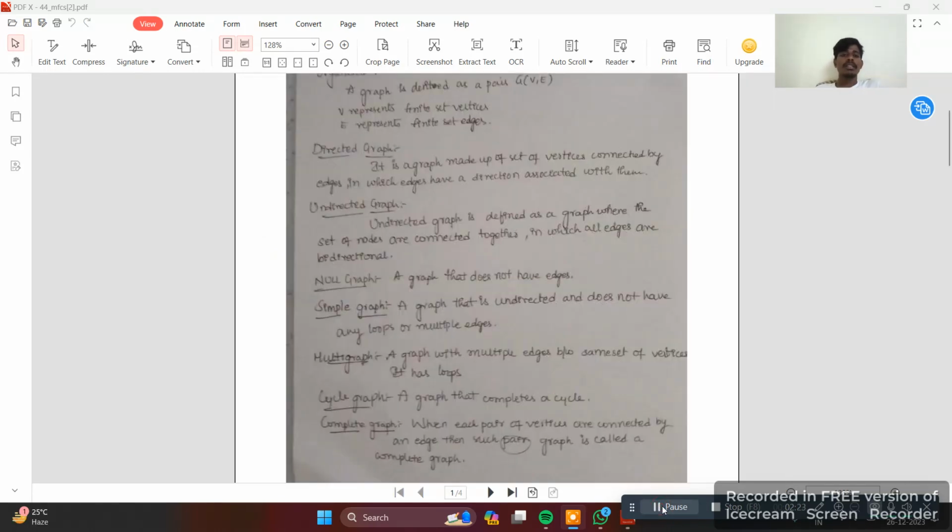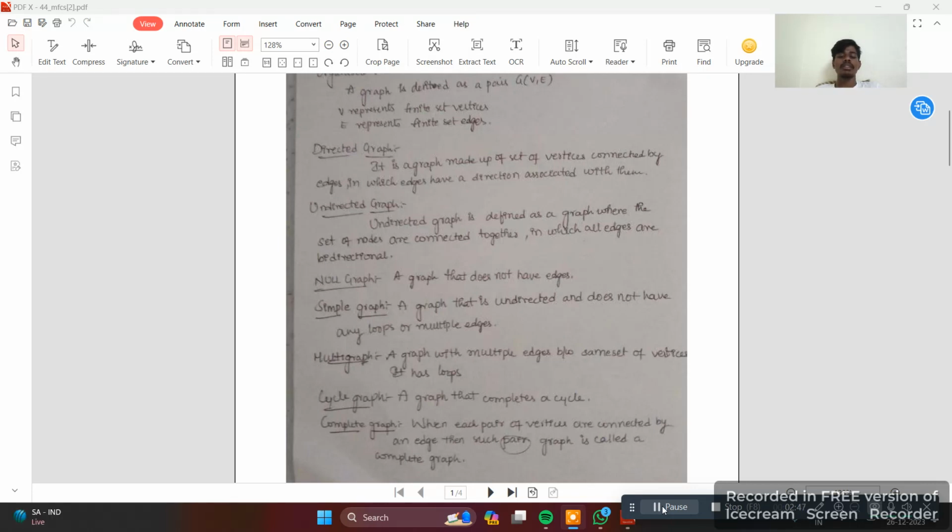Definitions of graph theory. Directed graph. It is a graph made of a set of vertices connected by edges in which edges have a direction associated with them. Undirected graph. An undirected graph is defined as a graph where the set of nodes are connected together in which all edges are bidirectional. Null graph. A graph that does not have edges.